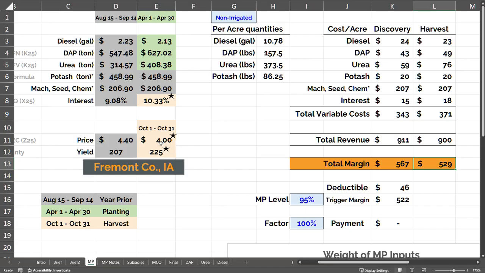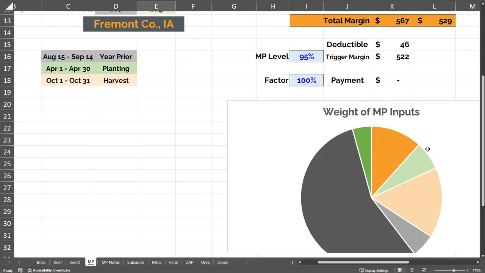Now, we can get a payment one of two ways. Either price and yield can come down, or let's just say, for example, back in the spring, that fertilizer just went crazy and we had $1,000 DAP values. That's going to jack up our input prices here in the spring, which is going to give us less total margin, which is going to result in a margin protection payment. Just some examples of ways that a margin protection payment could get triggered.